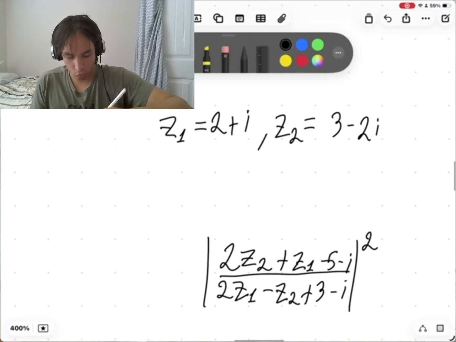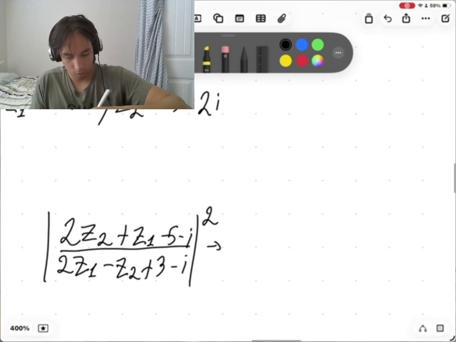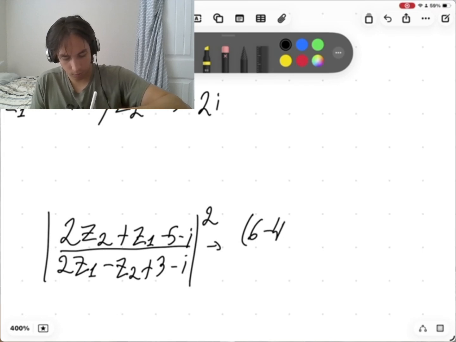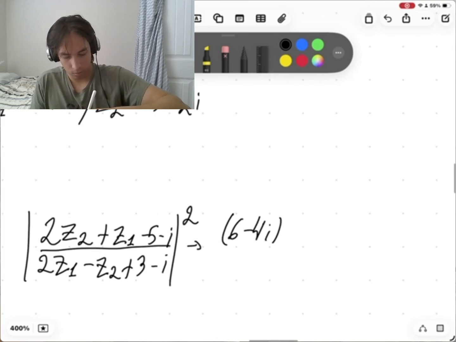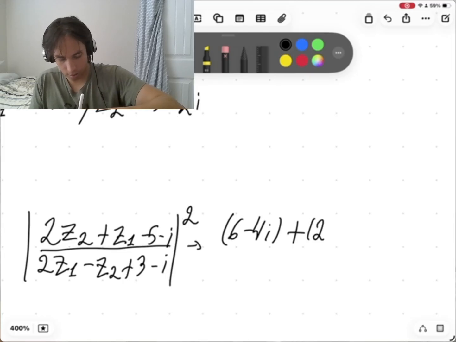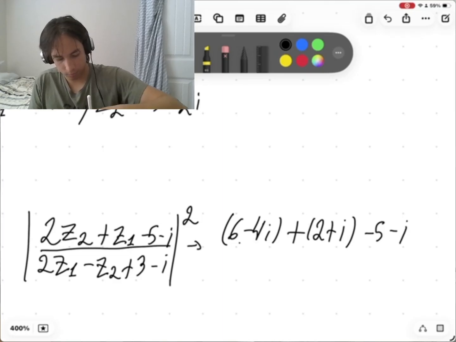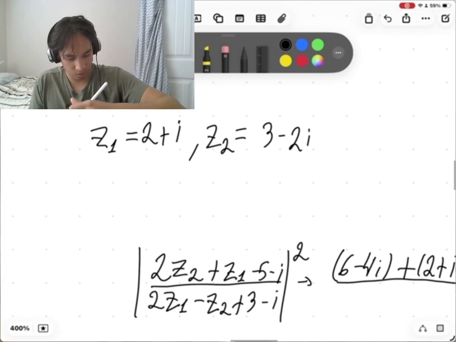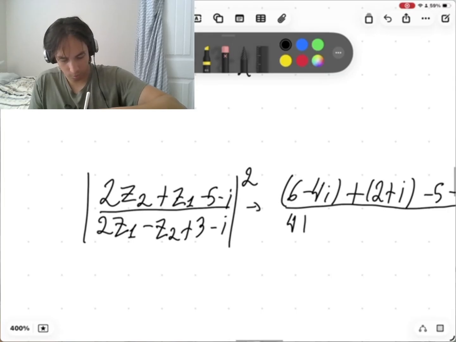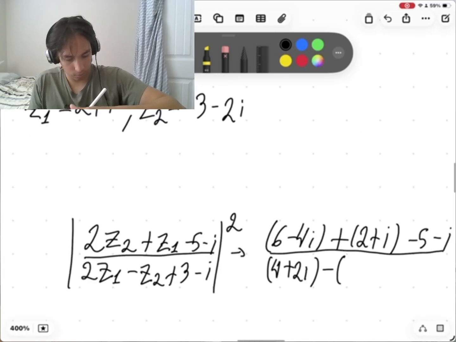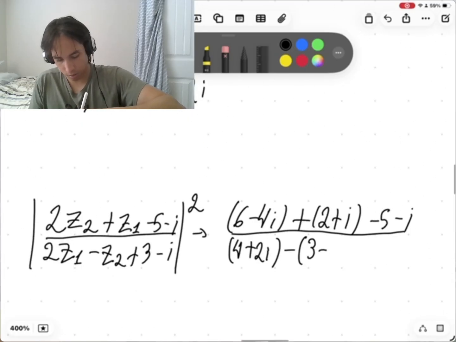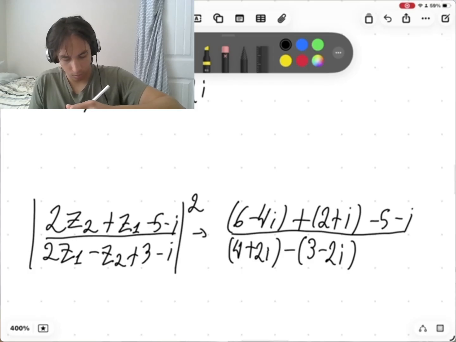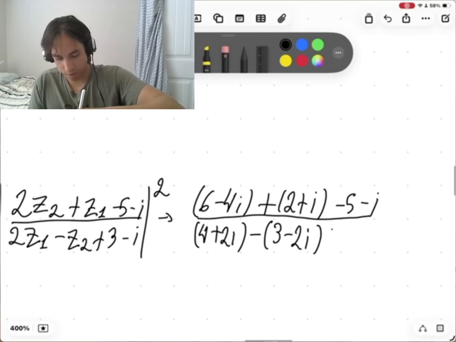So 2 times Z2 equals 6 minus 4i plus Z1, which is 2 plus i, minus 5 minus i. Boom. And 2 times Z1 is 4 plus 2i minus Z2, which is 3 minus 2i, and then plus 3 minus i.